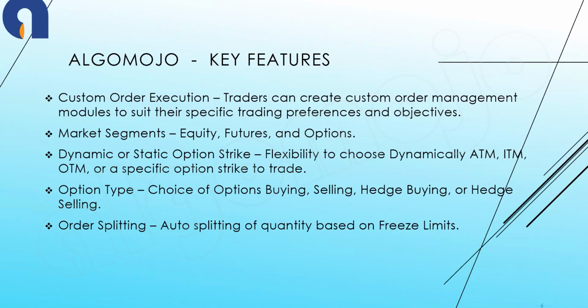You can split orders. The platform has a facility to split the orders based on the quantity that you decide to trade. Suppose your quantity that you're trading is over and above the freeze quantity set by the exchange, we will split the orders into multiple lots and then place the orders for you. You need not have to worry about placing our orders manually. If the quantity is huge, the platform will take care of that activity for you.